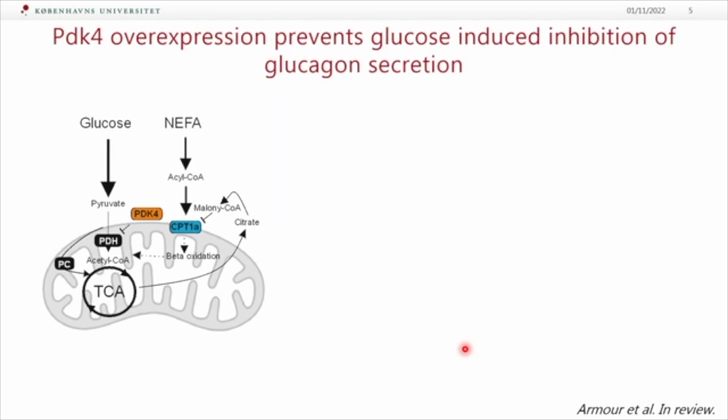So to look at this from a slightly different angle and to confirm our findings, we used a different animal model which had a knock-in of PDK4. PDK4 is the kinase that's responsible for phosphorylating and inhibiting PDH. So with a higher PDK4 expression, we expect to lower the inhibition of CPT1A through malonyl-CoA. So you would expect a higher rate of fatty acid oxidation in these islets.